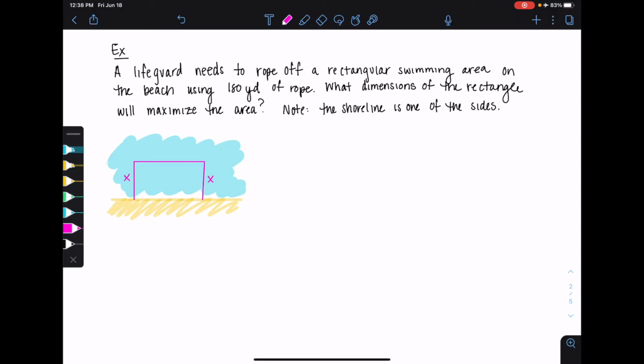If this is a rectangle, those two sides would be x, this side would be y. And our goal is we want to maximize the area. In terms of our variables, our area is x times y. And this is that problem. I can't find a derivative of this because I have two unknown variables, x and y. But I do have another piece of information that was given to us that we haven't used.